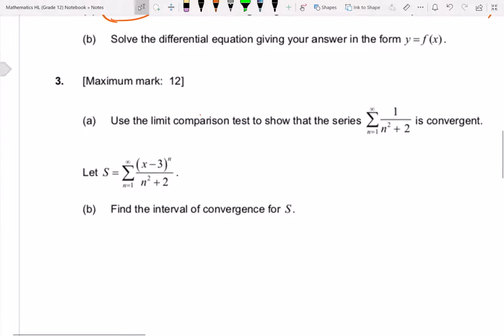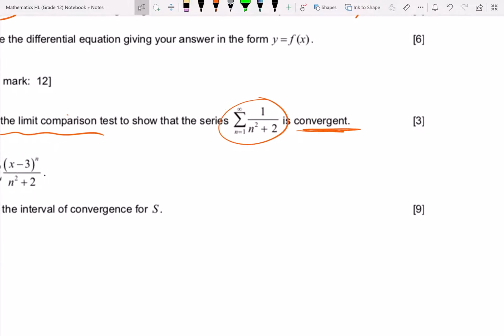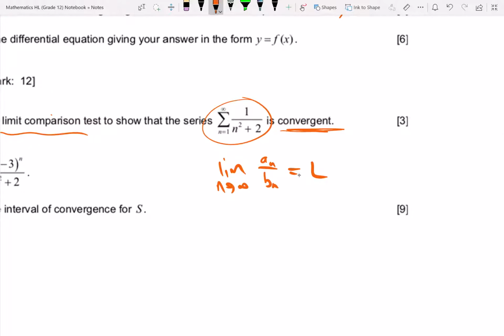Working on problem number 3, we're being asked to use the limit comparison test to show that this series is convergent. So the key here is convergent, which means I want to compare it with another series that is convergent. The limit comparison test says that if I take the limit as n goes to infinity of a_n over b_n, and this limit exists, call it L, and if b_n converges, then so does a_n. There are some conditions, such as they both have to be positive in order for this to be true, and this will always be positive for n greater than 1.